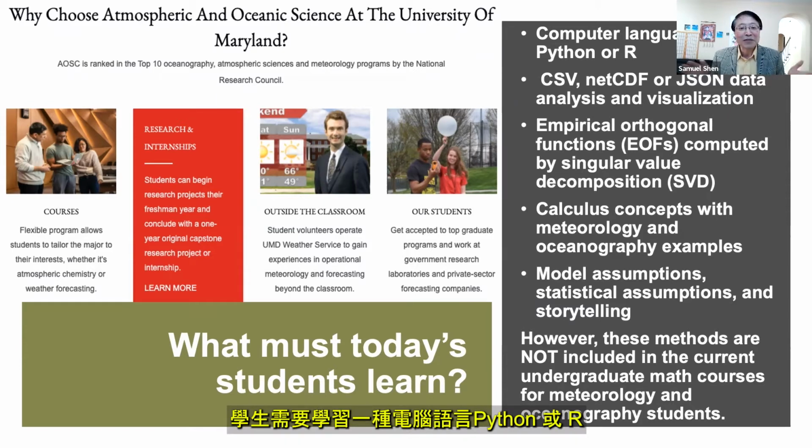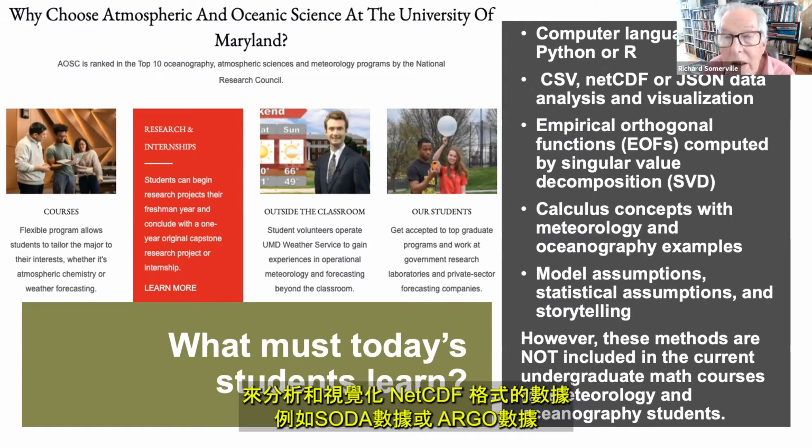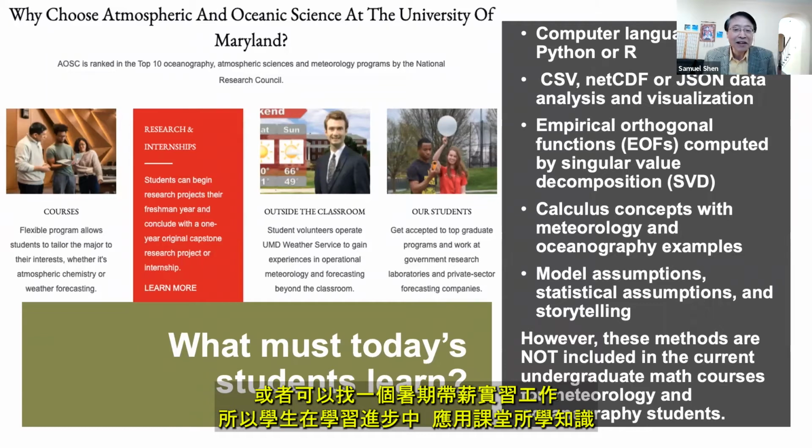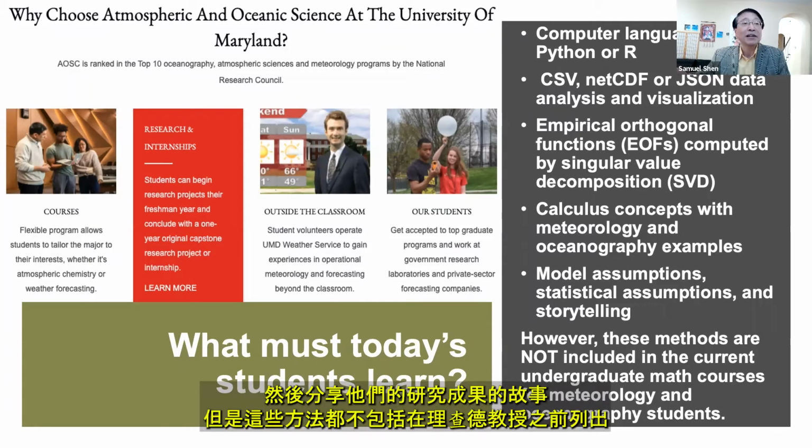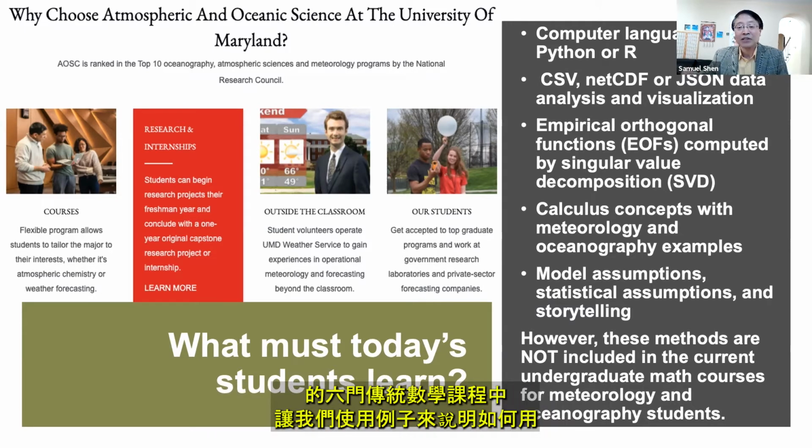To do this, a freshman may need to learn Python or R to analyze and visualize data in .nc format. She can read and plot, let's say, SODA data or Argo data, or he can find a paid internship in summer. As students advance in their studies, they can use calculus concepts to solve real-world problems. They can explain assumptions of a math model and then tell stories about their results. However, these methods are not included in the 6 traditional math courses listed by Richard earlier.